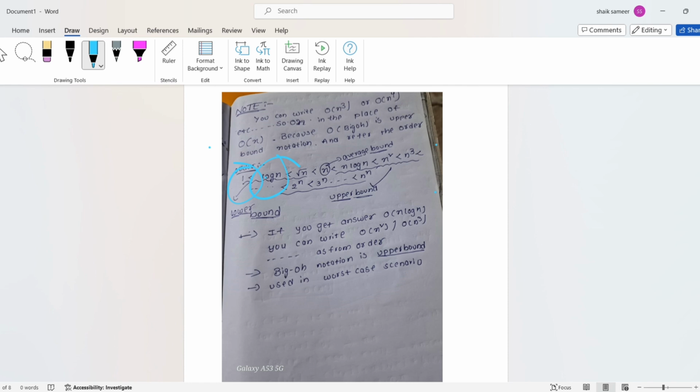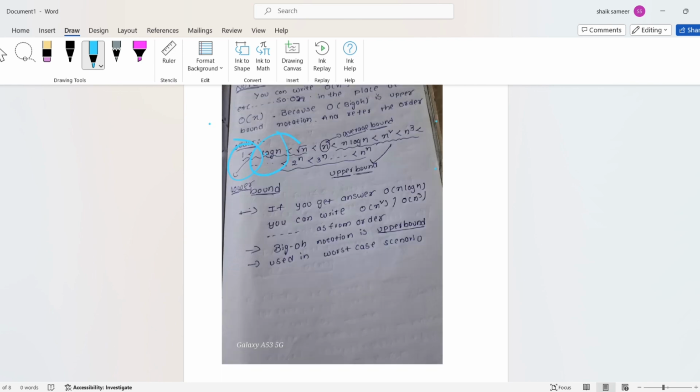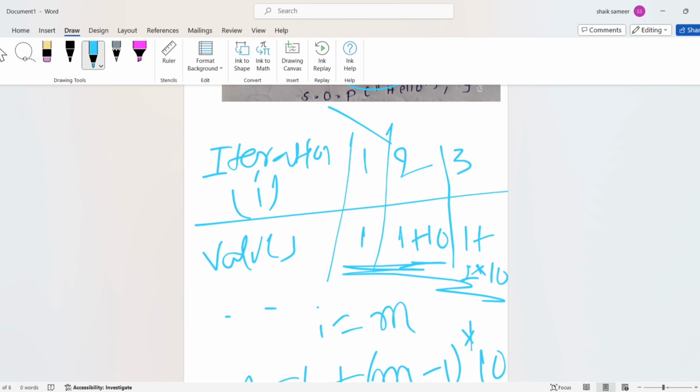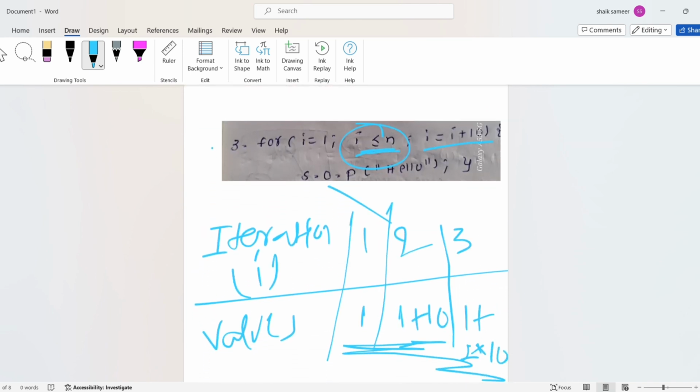With this we have completed 2 examples on big O notation. In the next video we will solve some more examples on big O notation.